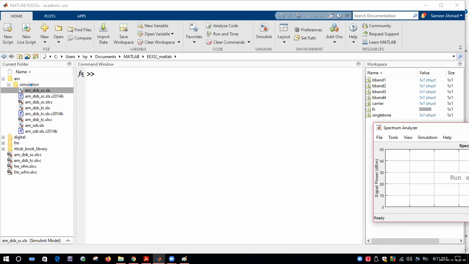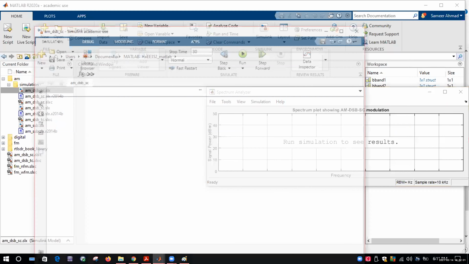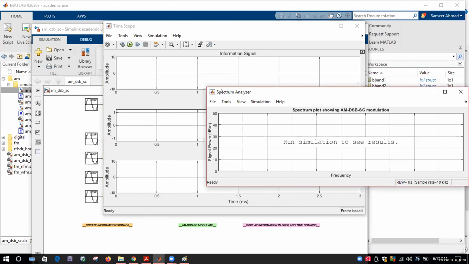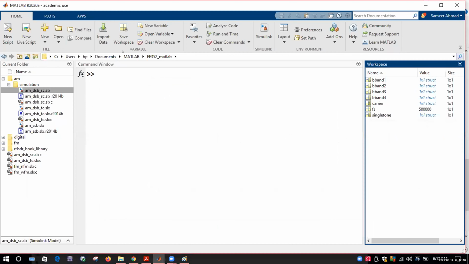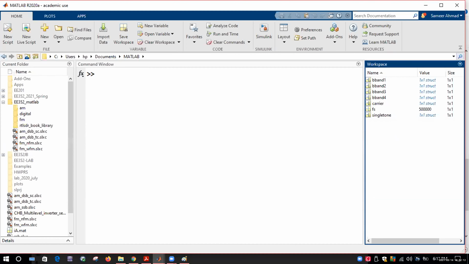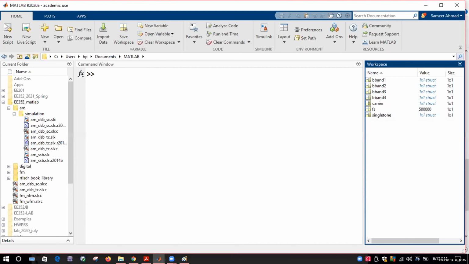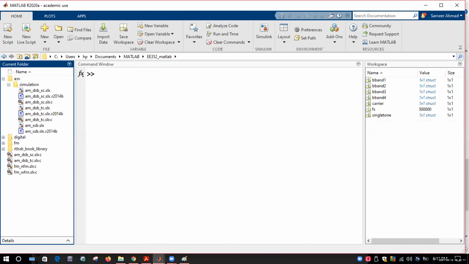Do you see this one? Here, what is this? Mr. Samir, what do I press first? Okay, you go to this folder. MATLAB EE352, double click on it. And then go to AM. This one I already made with you before. Where do I find it now? Can you share your screen, please?